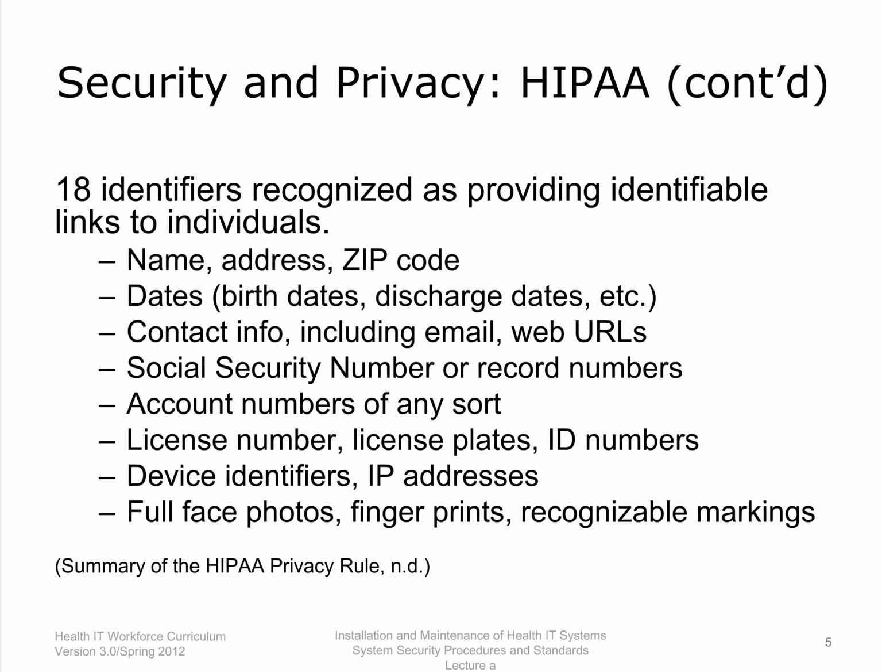9. Health plan beneficiary numbers. 10. Account numbers. 11. Certificate or license numbers. 12. Vehicle identifiers and serial numbers, including license plate numbers. 13. Device identifiers and serial numbers. 14. Web Universal Resource Locators, URLs. 15. Internet Protocol, IP, address numbers.